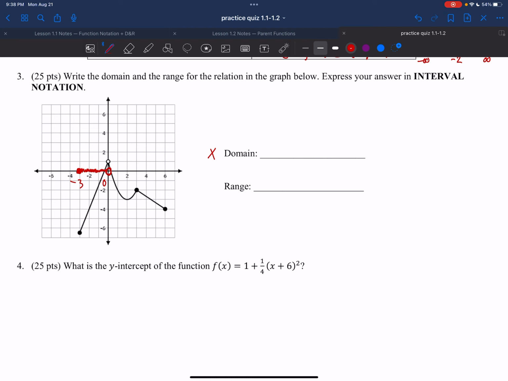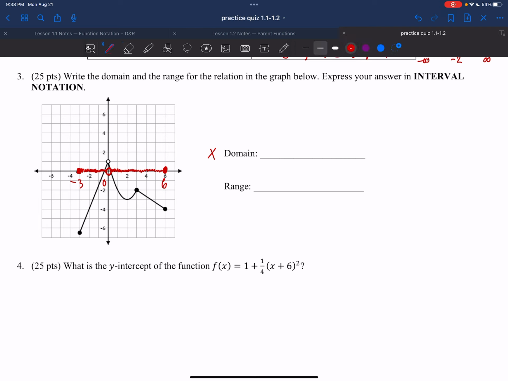And then we're going to skip over that hole. And then we're just going to keep on going. And then we hit 6, right? Because it stops right here. That's the furthest point to the right. So I have 2 intervals here, right?